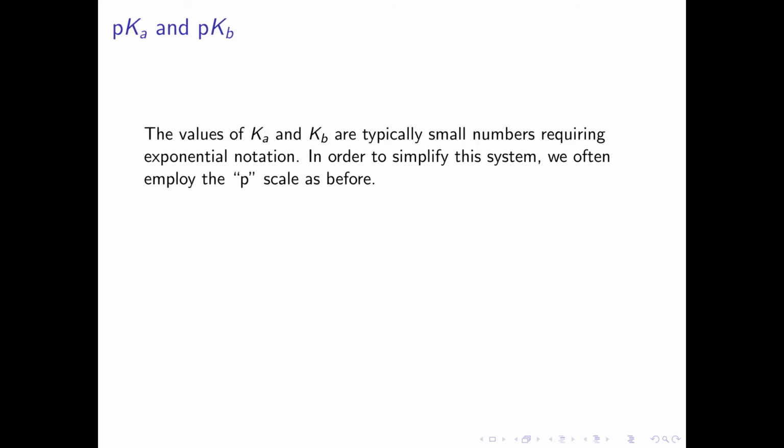As we have seen, the values of Ka and Kb are typically very small numbers requiring exponential notation. This is similar to our hydronium and hydroxide ion concentrations in solution. And likewise, in order to simplify this system, we often employ the p-scale, as with pOH and pH. By definition, pKa is defined to be the negative base 10 log of Ka, and pKb is defined to be the negative base 10 log of Kb.